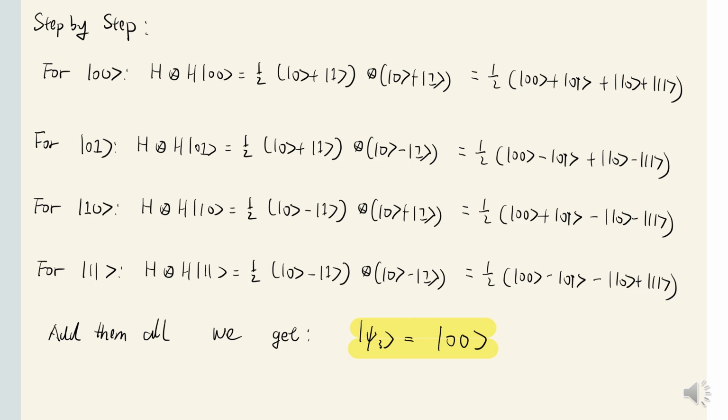Finally, if the function is constant, the Hadamard transformation will cause the final state of the qubits to always be 00, indicating constructive interference. If the function is balanced, the state will be a superposition of the other states, which means that the 00 state has destructive interference.